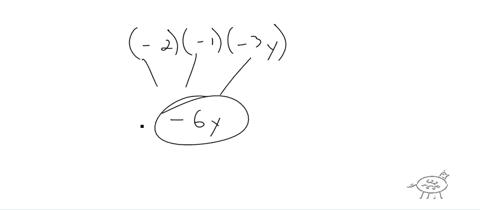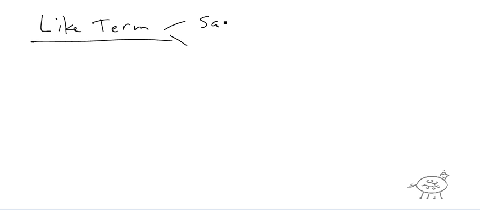The second part is combining like terms. So let's talk about what a like term is. A like term has two parts to it: same letter and same exponent.